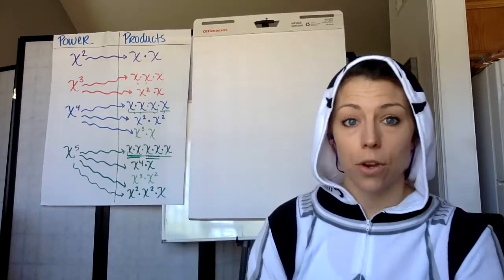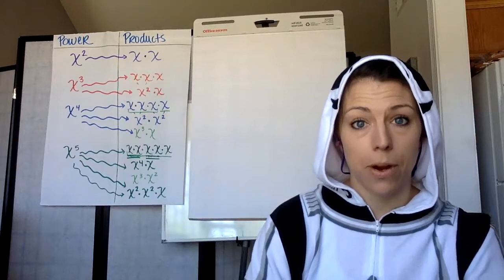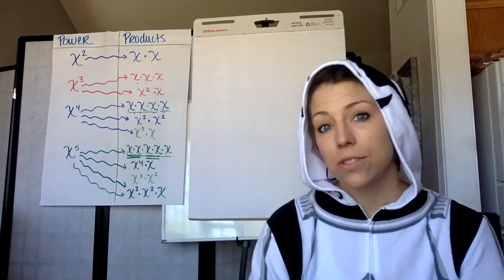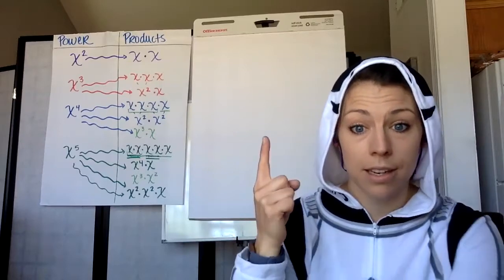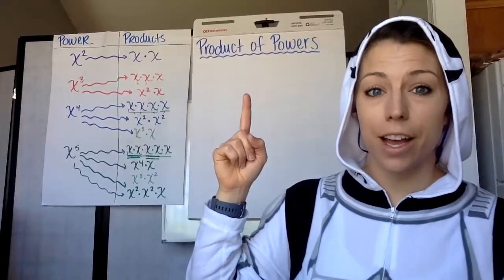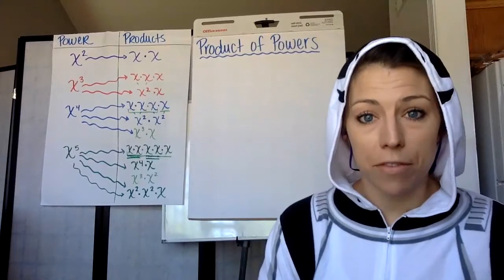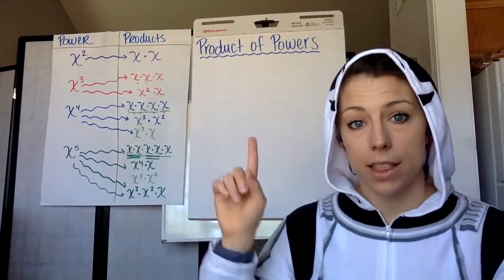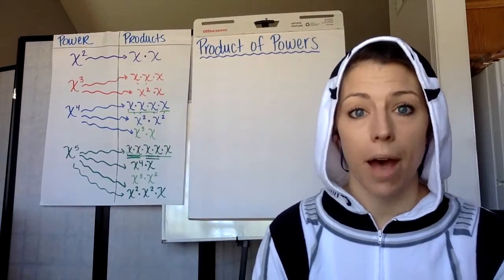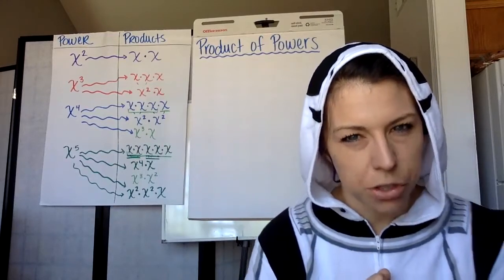For this video, you're going to need a piece of blank paper and something to write with, and just follow along as we go. So property number 1, product of powers. At the top of your paper or at a section of your paper, go ahead and write this out: product of powers. Let's think for a second about what that actually means.